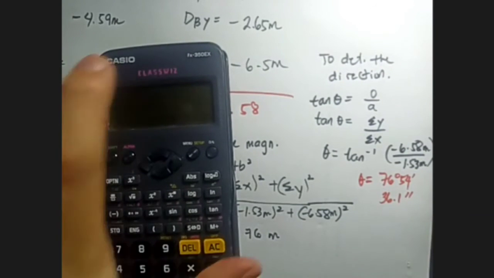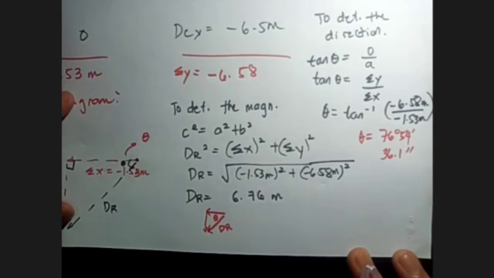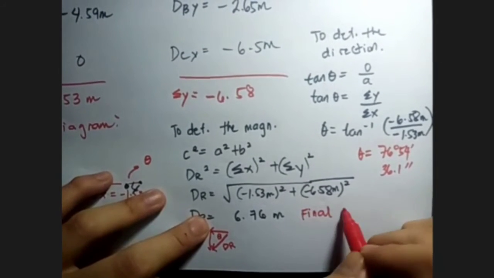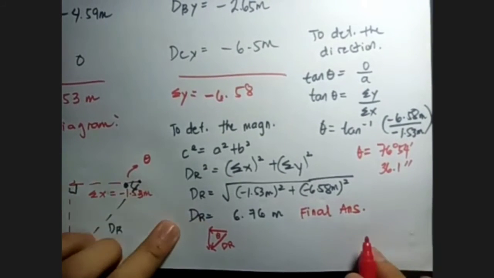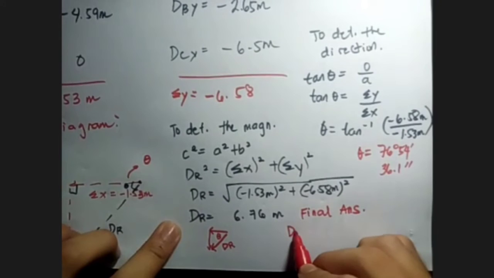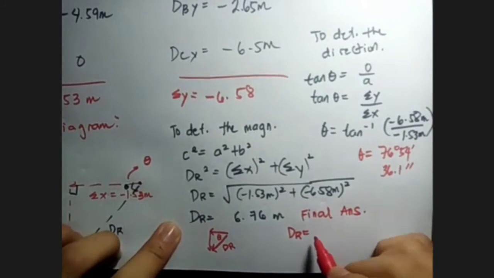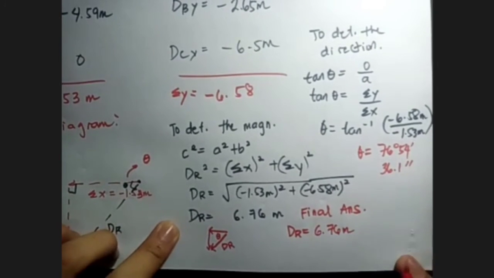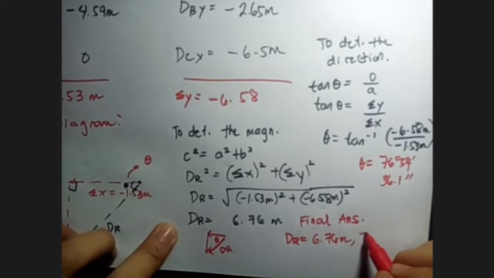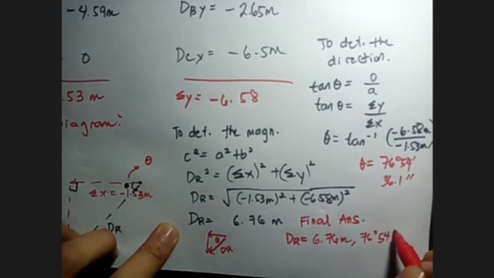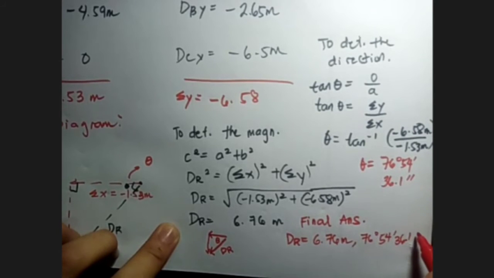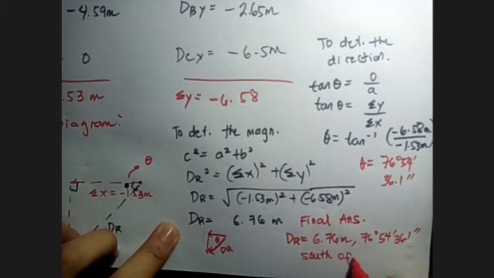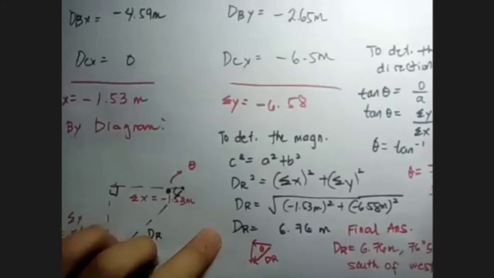Okay. So our final answer, we have the resultant vector d sub r, or the displacement vector, equivalent to 6.76 meters, 76 degrees, 54 minutes, 36.1 seconds, south of west. Why is it south of west? Okay, pakita ko lang sa inyo ulit.